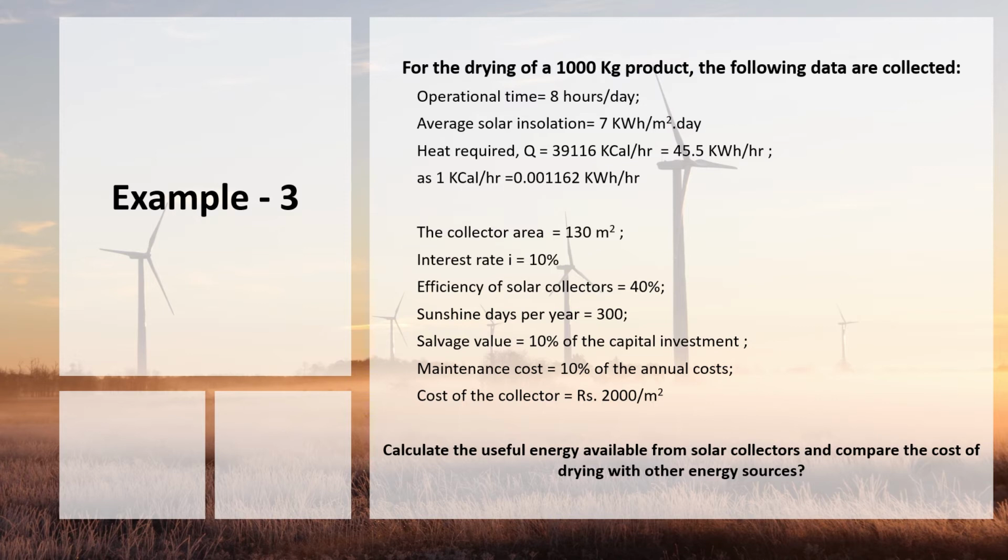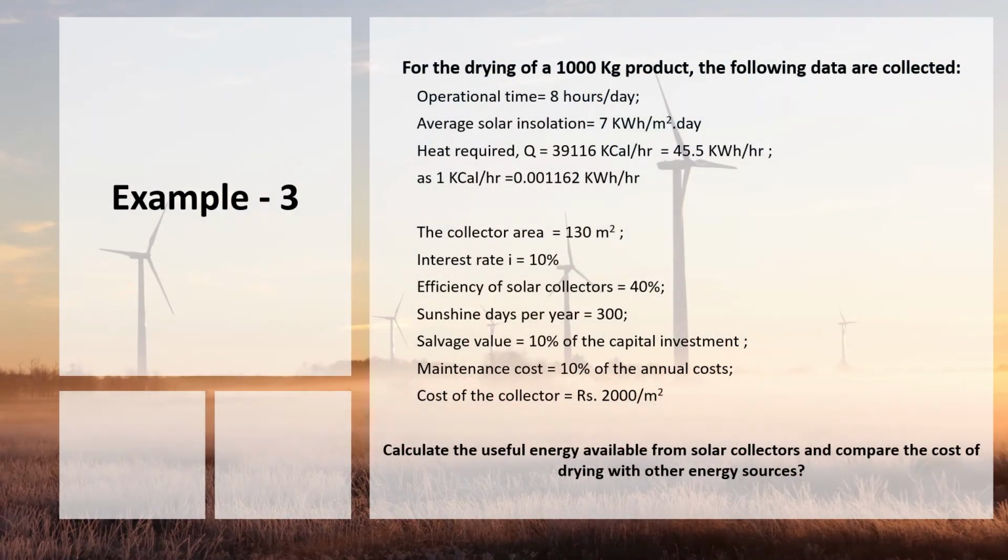39116 kilocalorie per hour. It is equal to 45.5 kilowatt hour per hour. Here 1 kilocalorie per hour equal to 0.001162 kilowatt hour per hour. The collector area is given, that is 130 meter square. Interest rate I equal to 10%. Efficiency of solar collector equal to 40%. Sunshine days per year 300.